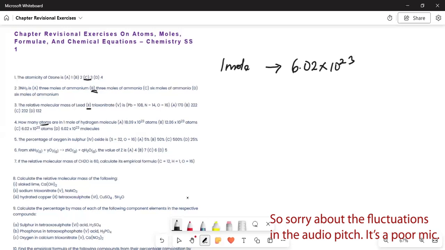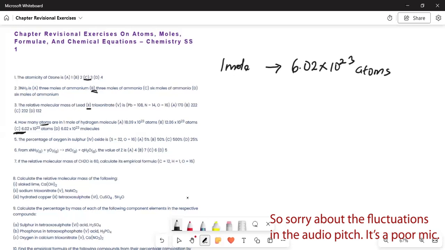So in 1 mole of hydrogen molecule, you have 6.02 times 10 to the power 23 atoms, the Avogadro's constant. So the right answer there is D. Oh, no. D is molecule, so that is not the answer. The elementary entity of a molecule of hydrogen is the atom. So the correct answer is C, 6.02 times 10 to the power 23 atoms.